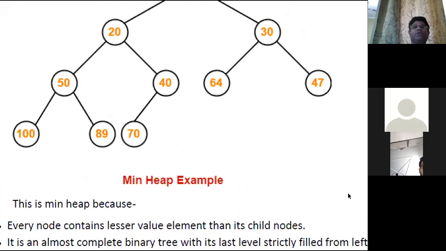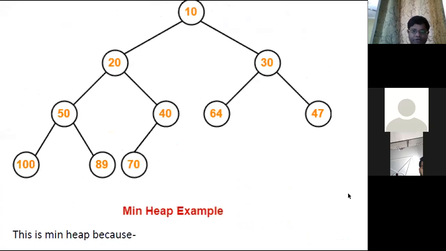So these are the two types of heap that we are going to study. The first one is the max heap, and the second one is the min heap. What are the differences between max heap and min heap? In max heap, the root node has the highest value, and in the min heap, the root node has the lesser value.